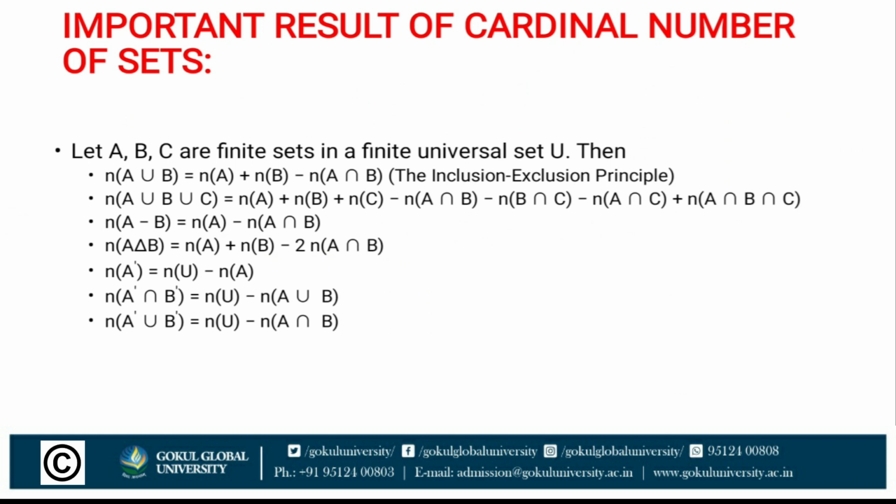The number of A union B union C is the number of A plus the number of B plus the number of C, minus the number of A intersection B, minus the number of B intersection C, minus the number of A intersection C, plus the number of A intersection B intersection C. Similarly, we can see another result: the number of A dash intersection B dash, which is the complement of a set, is the number of U minus the number of A union B.